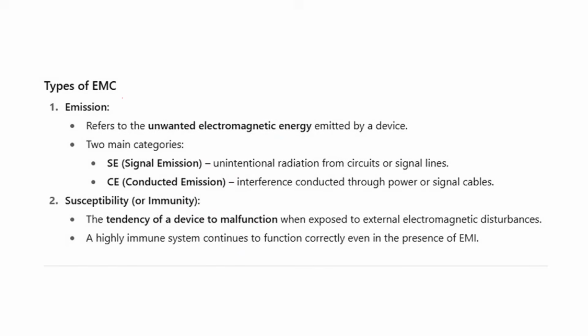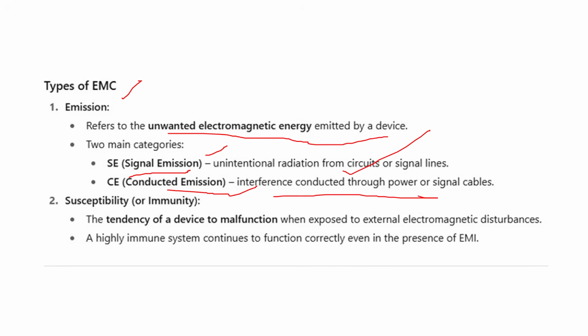Now the types of EMC, that is compatibility. Emission refers to the unwanted electromagnetic energy emitted by a device. There are two categories: SE, signal emission, and CE, conduction emission. Signal emission means unintentional radiation from the circuit or signal lines. CE is interference conducted through power or signal cables.